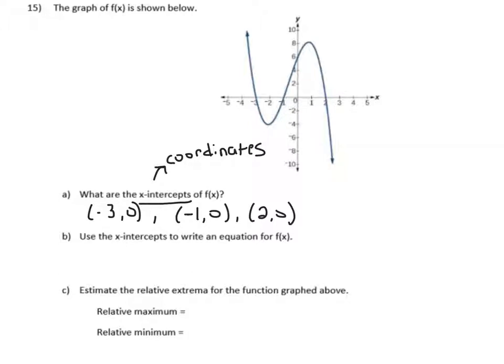Letter B says to use these x-intercepts to write an equation for f of x. So, all right, well, first of all, let's write f of x equals. Okay, that's just really another way of saying y equals. So f of x equals.